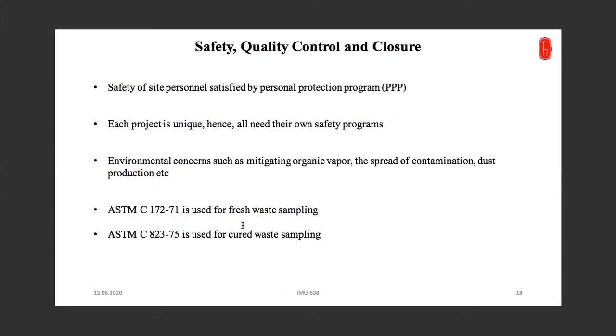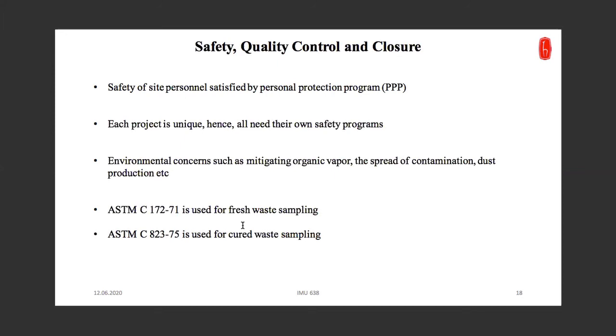is about safety, quality control, and the closure. So basically, safety is about the site personnel protection, like using a personal protection program, like health and safety training, or also protection of the environment by mitigating the organic vapor from the waste site, or separation of the contamination or dust production. You are using a massive amount of mixing. This kind of mixing causes dust, so it's also a concern. Each project is unique, and that means all need their own safety programs. This problem can be solved at the beginning of the project by the design process or pilot studies.